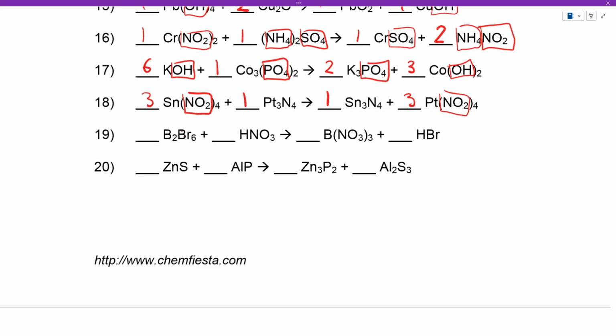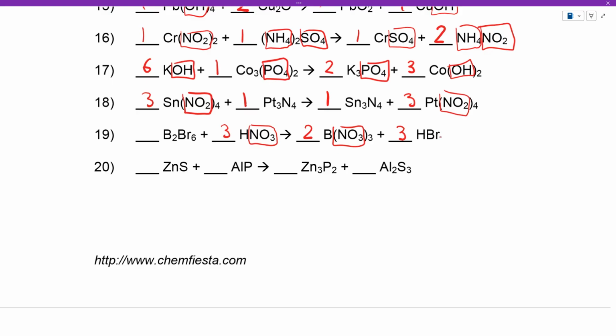So, okay. Next equation, B2Br6 plus HNO3, that's a polyatomic ion, yields B(NO3)3 plus HBr. So over here we have two borons. Over here we only have 1. So let's put a 2 over here. Over here we have 1 of these NO3s. Over here we have 3. So let's make this 3. We have 3 hydrogens here now. Over here we only have 1. So let's make this a 3.